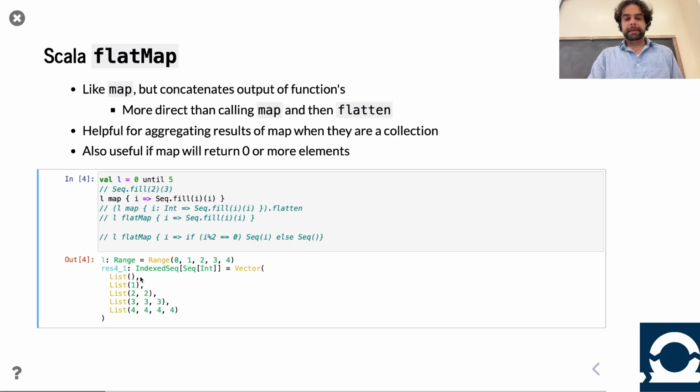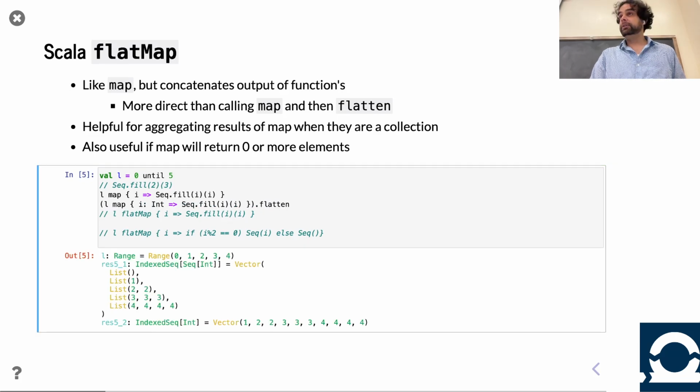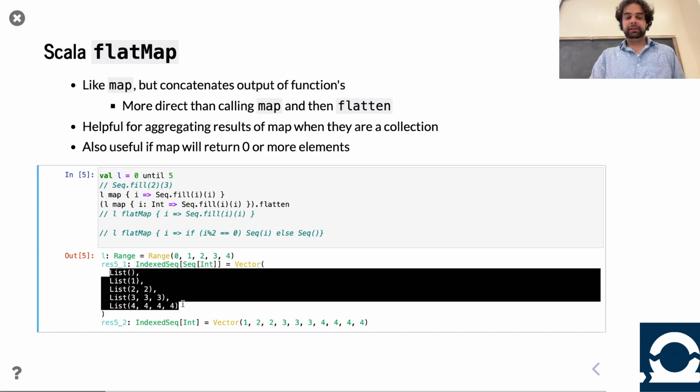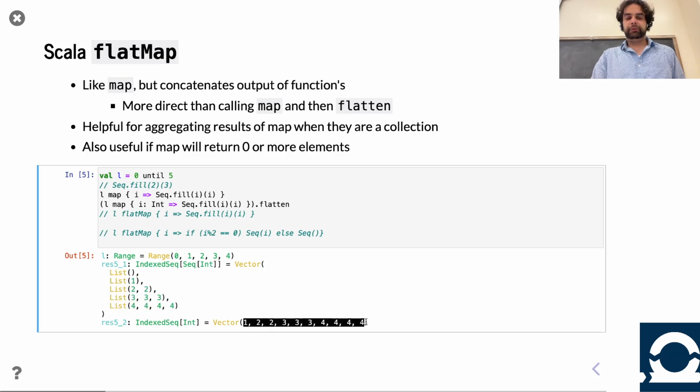Now, maybe this is what you want. Maybe this is not what you want. Maybe you want these all to be in one collection altogether. We can do that. Going from a collection of collections and removing that distinction into a single collection is doable with a dot flatten command.